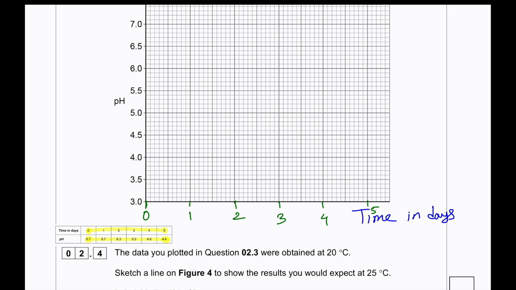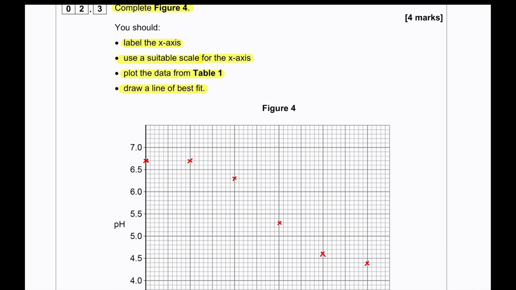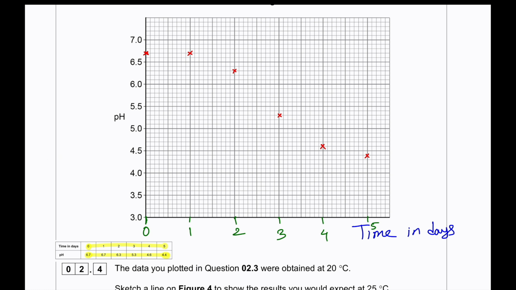At 0, the value reads 6.7. At 1, the value still reads 6.7. At 2, the value reads 6.3. At 3, the value reads 5.3. At 4, 4.6. And at 5, 4.4. We also have to use a line of best fit. So let's join the lines together.